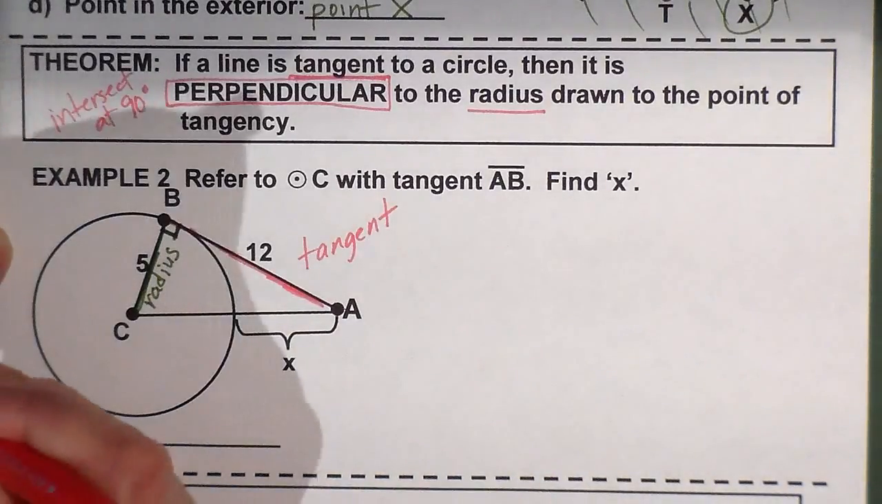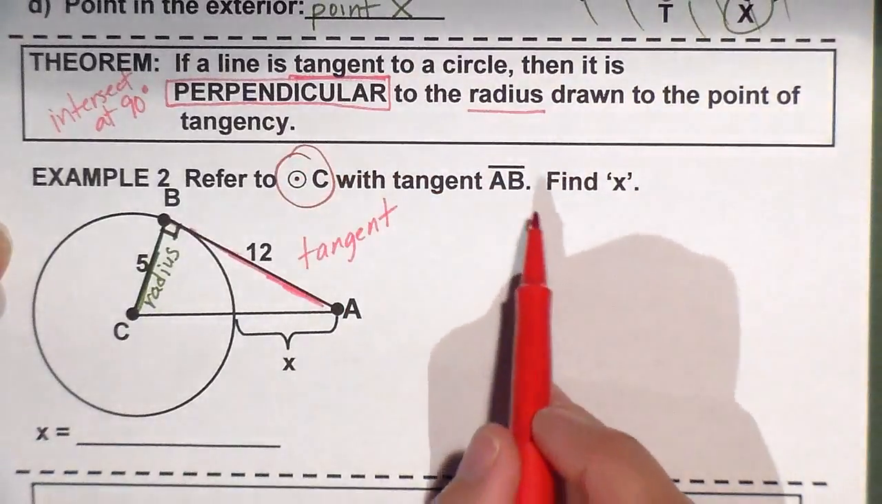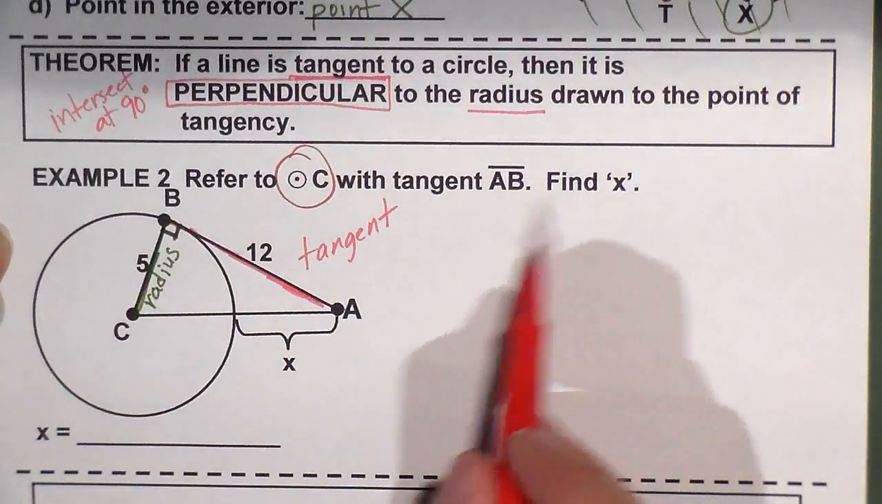So this example says if this is a circle with center C and AB is a tangent, find X.